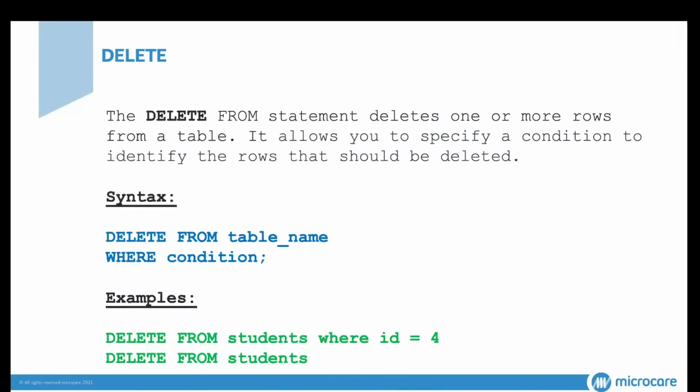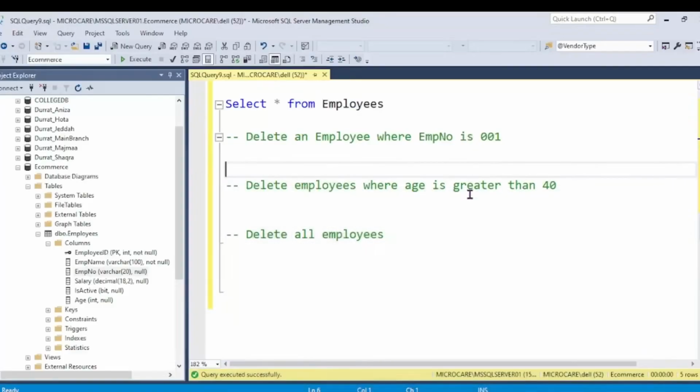Delete statement. The delete statement deletes one or more rows from a table. It allows you to specify a condition to identify rows that should be deleted. The general syntax looks like this: DELETE FROM table_name WHERE condition. In the below examples, we are going to delete a student whose ID is equal to 4. If we don't specify the WHERE condition, then we are going to delete all the data from the students table. Let's see the delete commands.